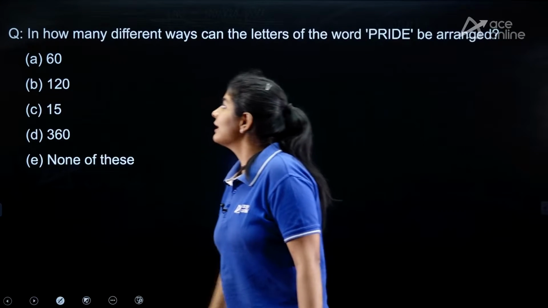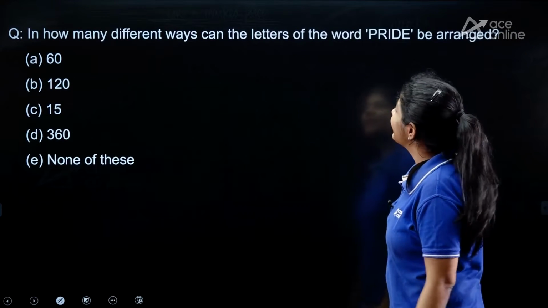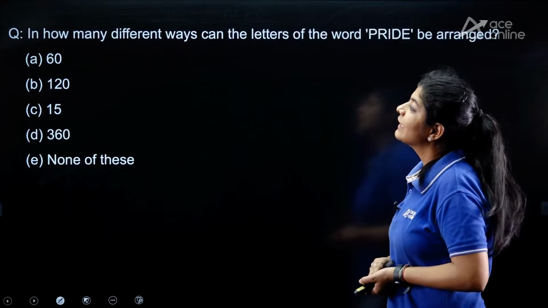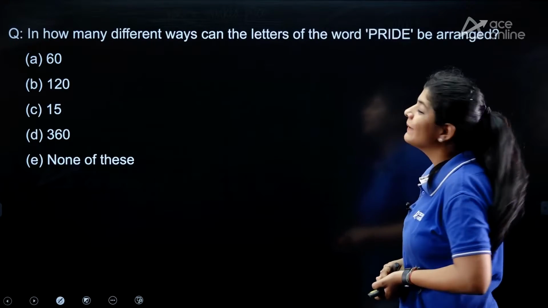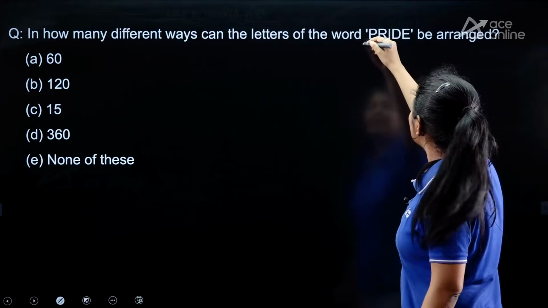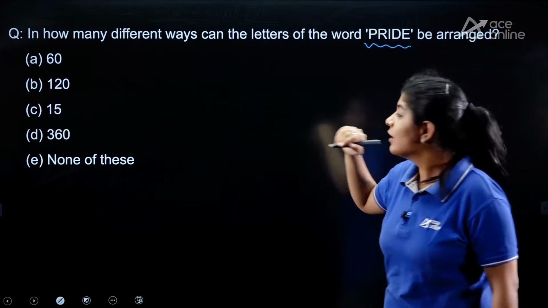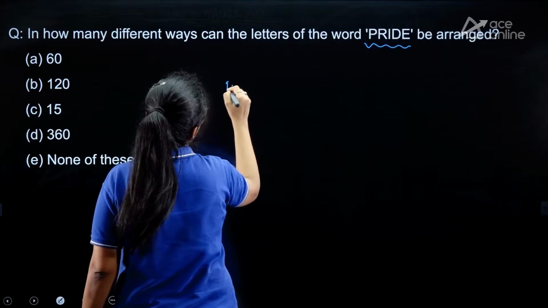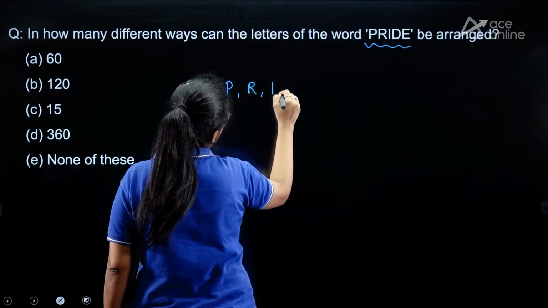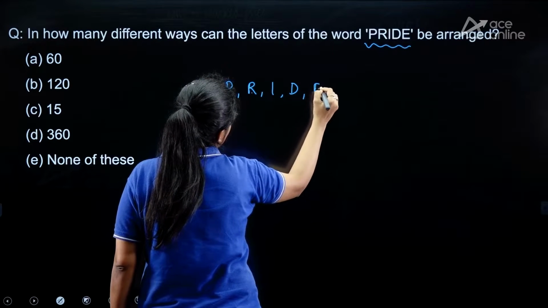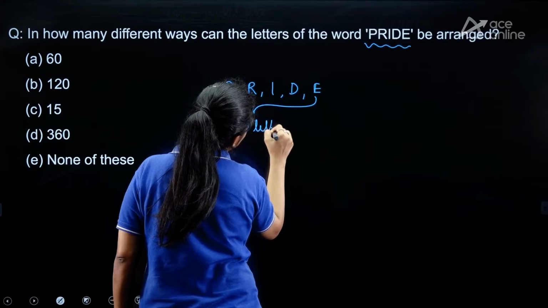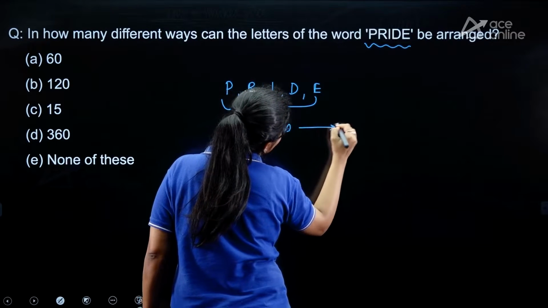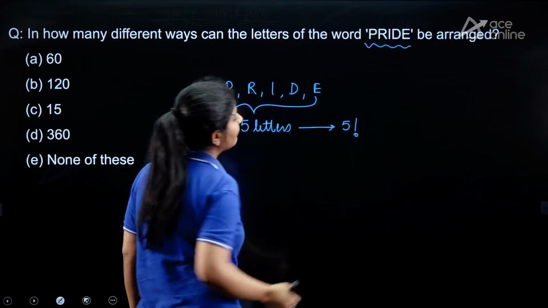The next question that we are having over here is a very simple one. The question is saying that in how many different ways can the letters of the word PRIDE be arranged? Are we having any alphabet common over here? No. So how many letters we are having? We are having P, R, I, D, E. We are having a total of 5 letters, and these 5 letters can be arranged in 5 factorial ways.